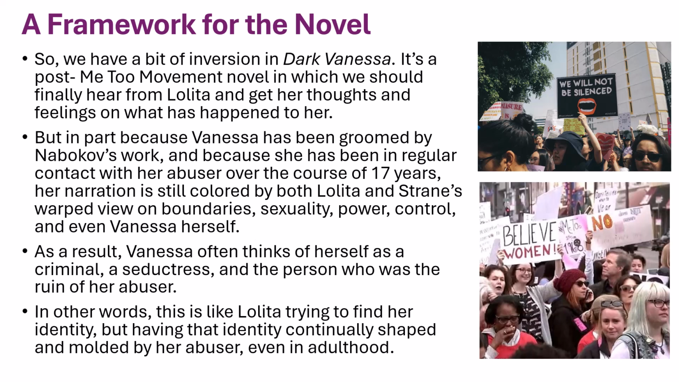control. Even about Vanessa herself, she really often sees herself through this lens that Strain has put on her, thinking of herself as a criminal, a seductress, a person who could ruin her abuser, who must not ever talk or say what actually happened. So it's kind of like we see Lolita trying to find her identity, but having that identity continually shaped and molded by her abuser, even in adulthood.